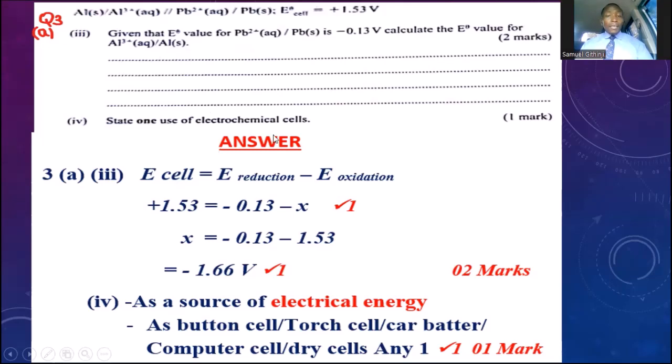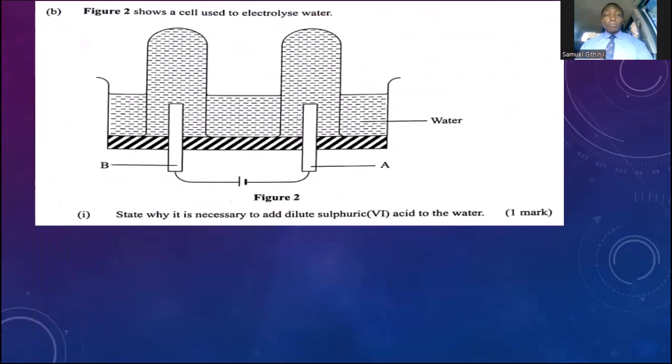Electrochemical cell. This is a cell. What is the use of cells? They are a source of electrical energy, like the button cell, torch cell, car battery, computer cell, dry cells, etc. For 1 mark, my student, don't say they are used as batteries, because themselves they are the cells, they are the batteries. So they are used as the source of energy.